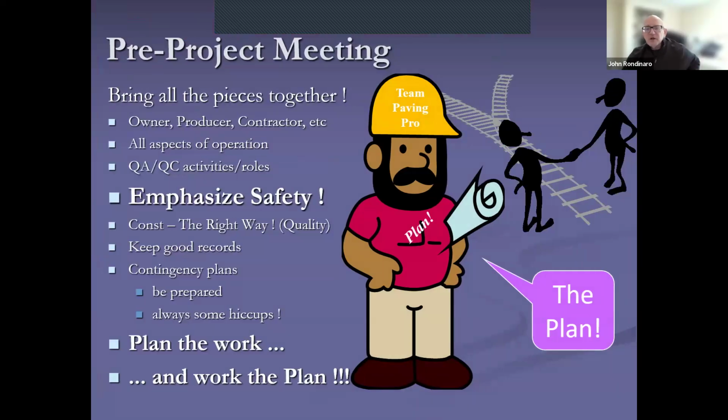Last but not least, I want to talk a little bit about our pre-project meeting. I think this is where it all comes together. You've got to have all the players that are involved, your owner, producer, contractor. You want to be talking about all aspects of the operation, and you especially want to focus on your QA and QC activities and who's responsible for what.